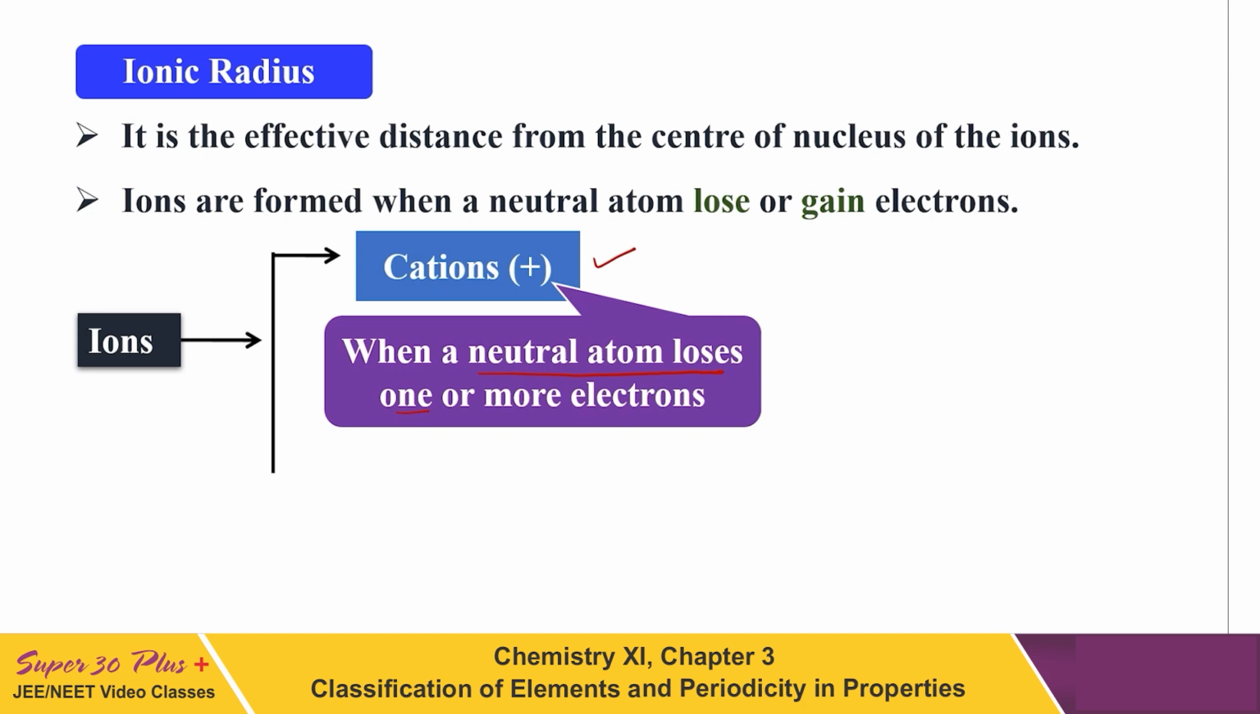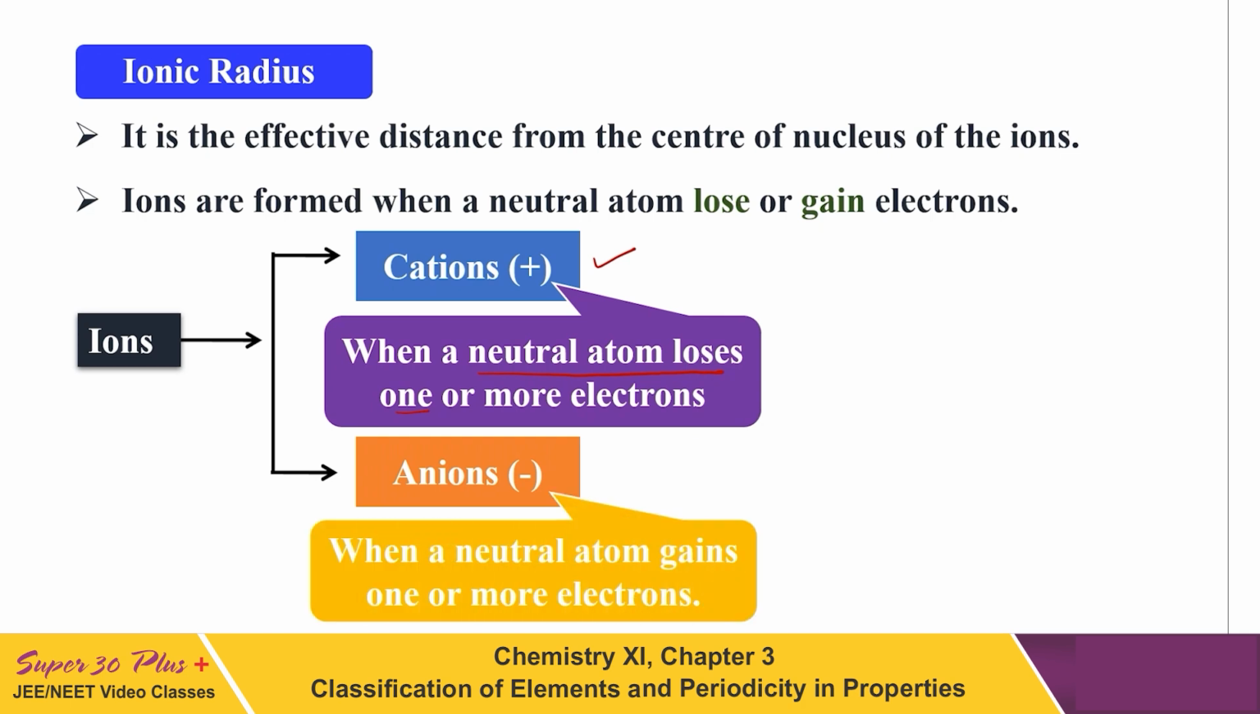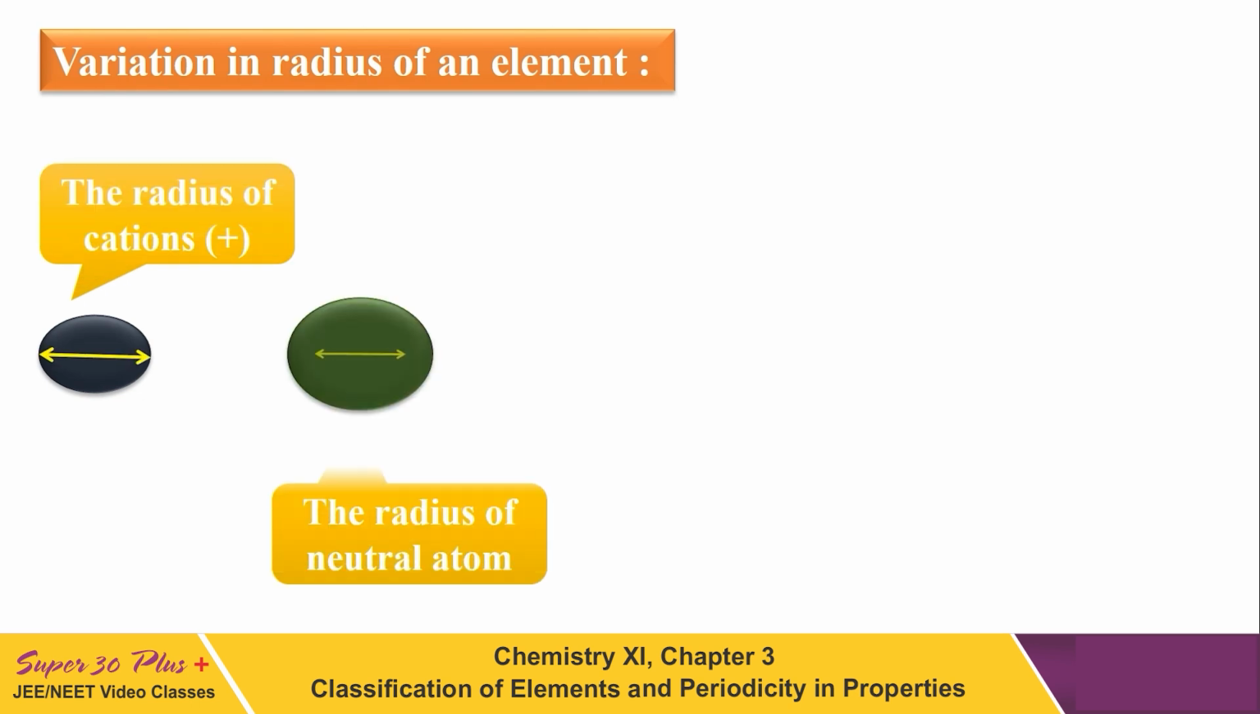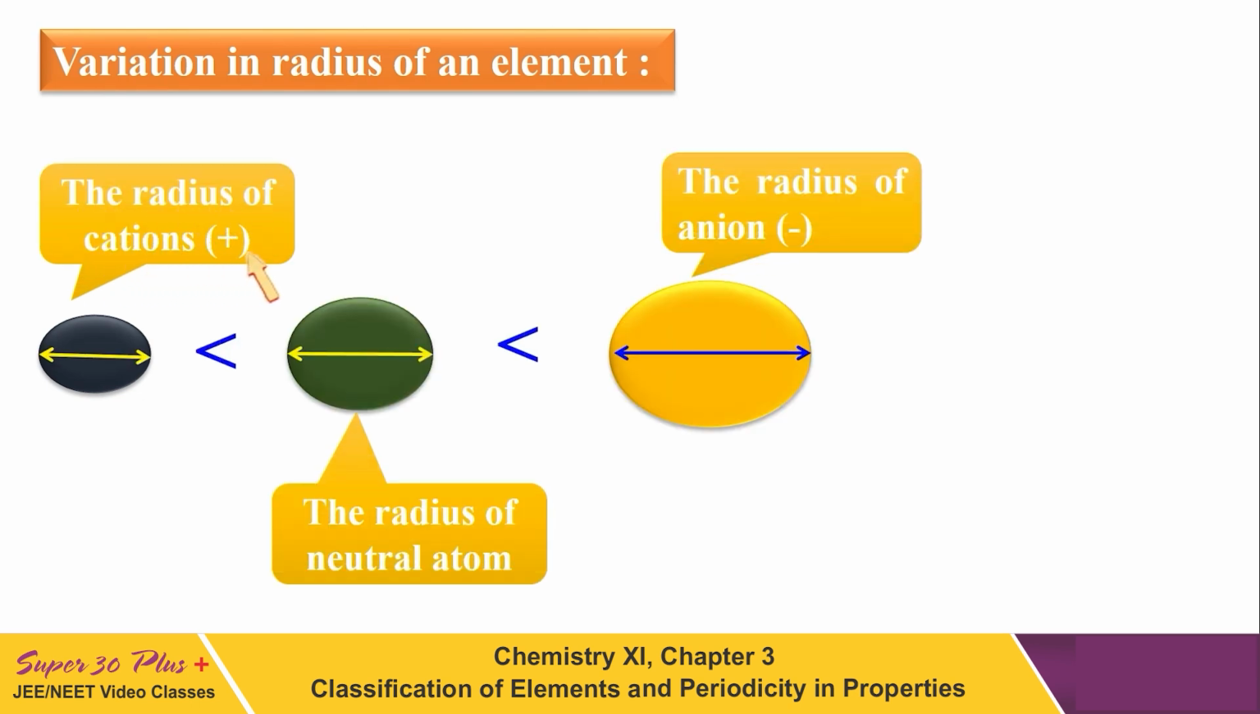And when something is lost from any atom or species, definitely size will be smaller than the neutral atom. And when we form an anion, which is formed by the gain of electron, here we gain an electron and here we lose an electron. By losing something, size decreases, and by gaining something, size increases. So it is quite easy to understand that the radius of a cation will be smaller than the neutral atom, and the radius of an anion will be larger than the neutral atom.